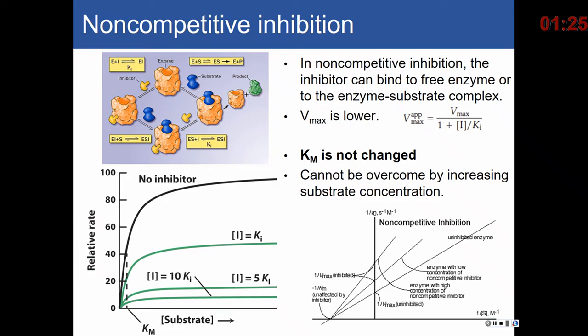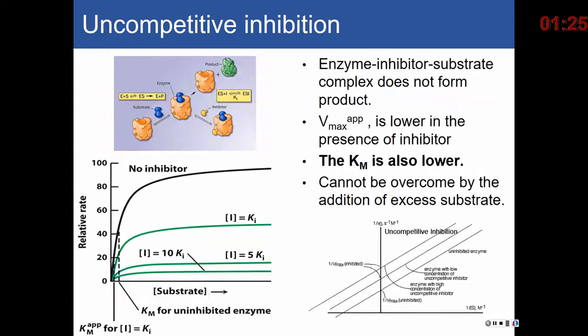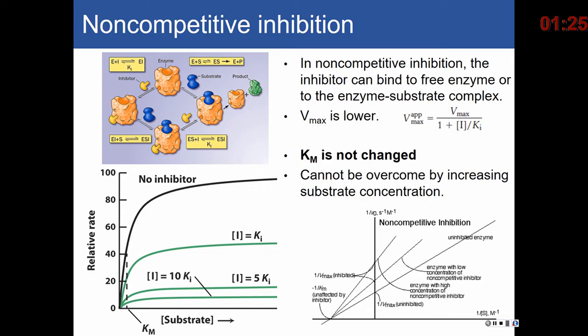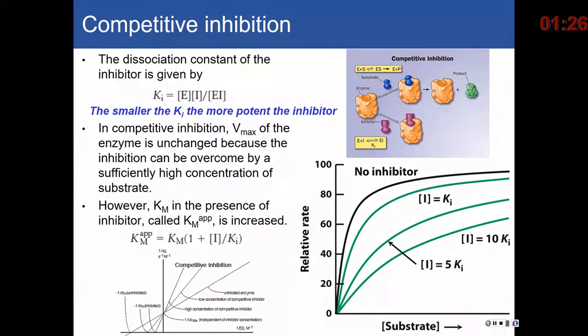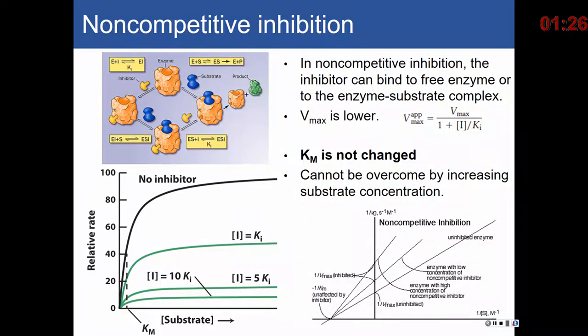Again, V sub max is lower, and you can see that again over here. Your Km is not changed in non-competitive. In uncompetitive, it's lower. Non-competitive, it's not changed. But again, you can't overcome this by increasing your substrate concentration. And you can see here, for non-competitive, we have an intersection down here on our x-axis. So there's uncompetitive, they never intersect. Here's competitive, where they're intersecting on your y-axis. So you can see the difference between these.